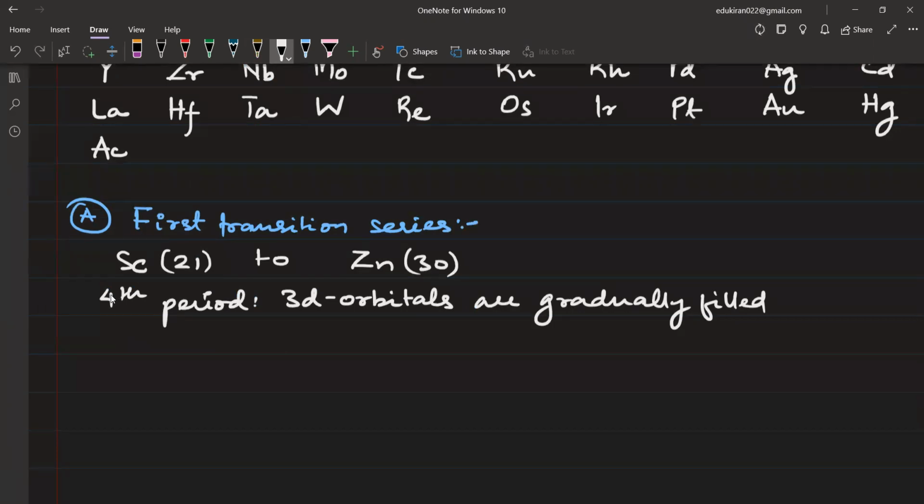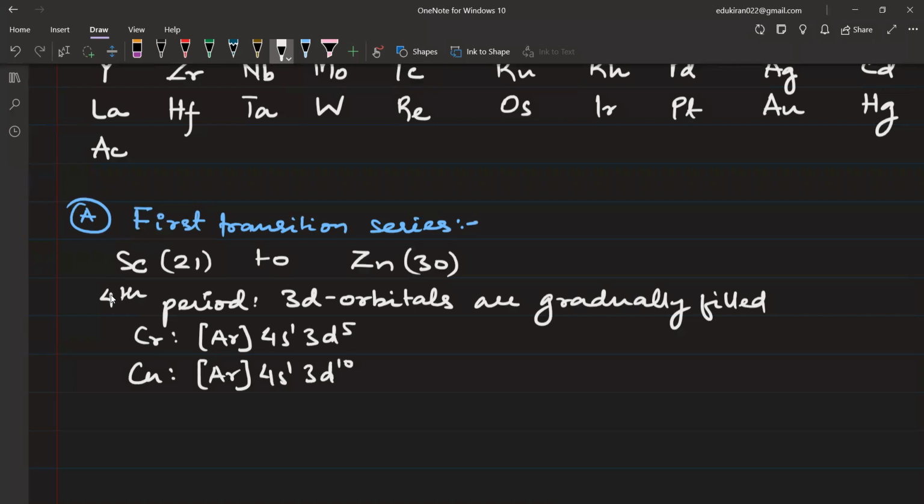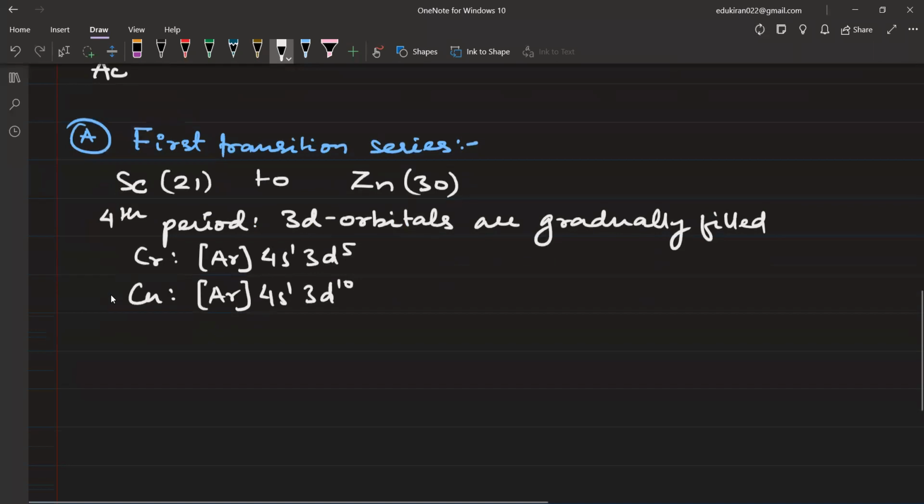In this, you will remember the electronic configuration of chromium. So chromium is argon 4s1 and 3d5 rather than 4s2 and 3d4. And for copper, it is argon 4s1 3d10. These are the anomalies in electronic configuration due to the stabilities of symmetrical electronic configuration of 3d5 and also due to the exchange energy.